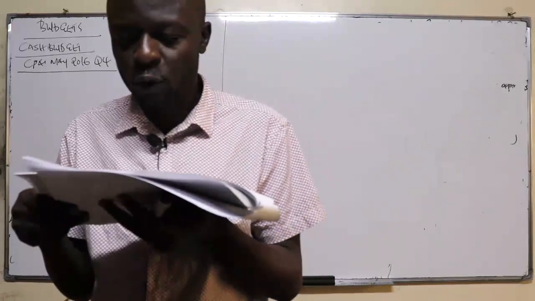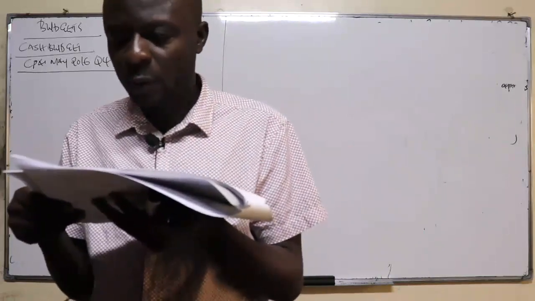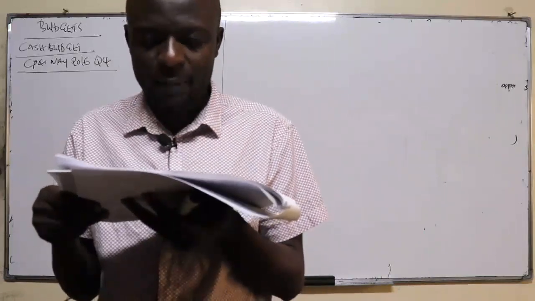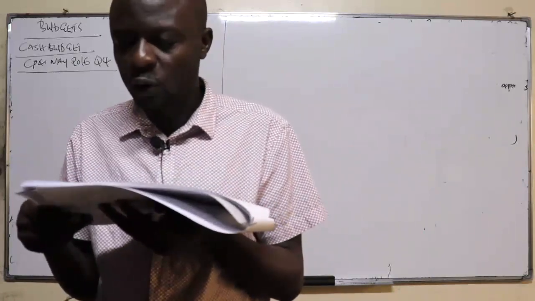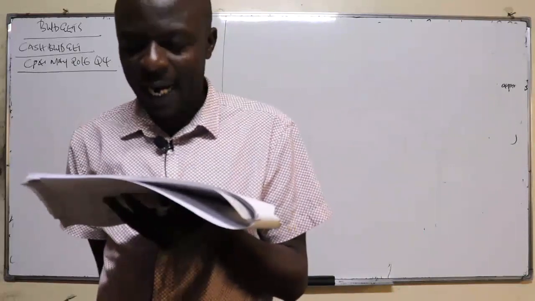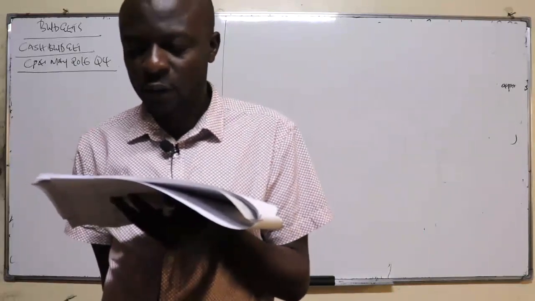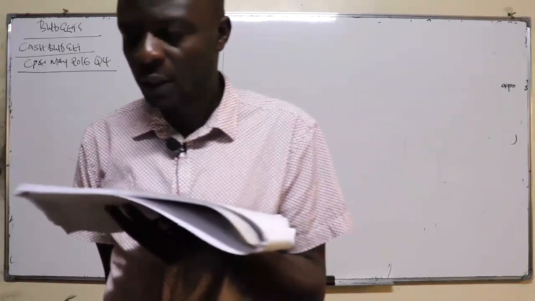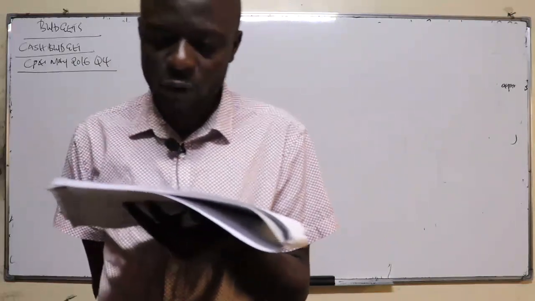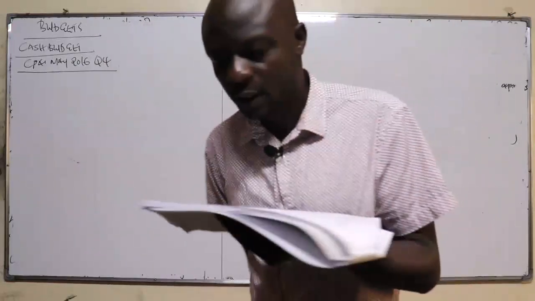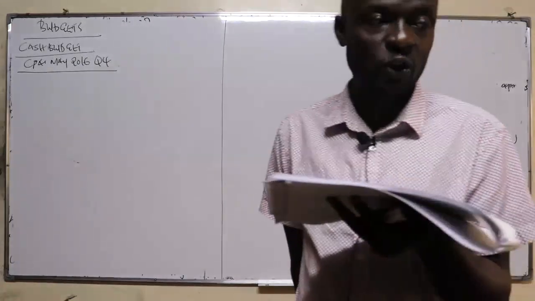Number 7, land costing 4.3 million will be purchased in May 2016. And number 8, a dividend of 1.3 million will be declared and paid in July 2016. Number 9, the cash balance on 30th April 2016 amounted to 8.2 million, and the company must maintain a cash balance of at least this amount at the end of each month. In case of any deficit, a bank overdraft is obtained.